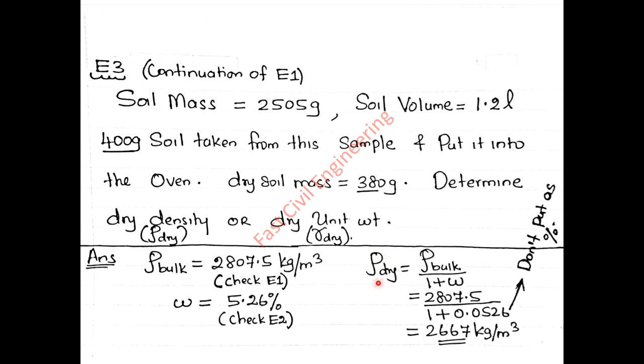Same example 2. This is the standard equation. Dry density is equal to bulk density over 1 plus moisture content. Check previous slides. Then 2087.5 divided by 1 plus 0.0526. This one should be in decimal, not percentage. Okay, answer is 2667 kilogram per meter cube.